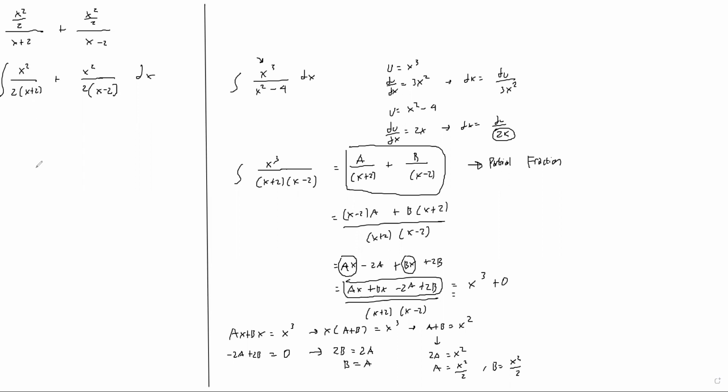So what do we do then? What we can do now is combine these two right here. So we're going to end up with 2 times x minus 2 multiplied by x squared, and then added by x squared multiplied by x plus 2, and then divided by 2 times x plus 2 times x minus 2.